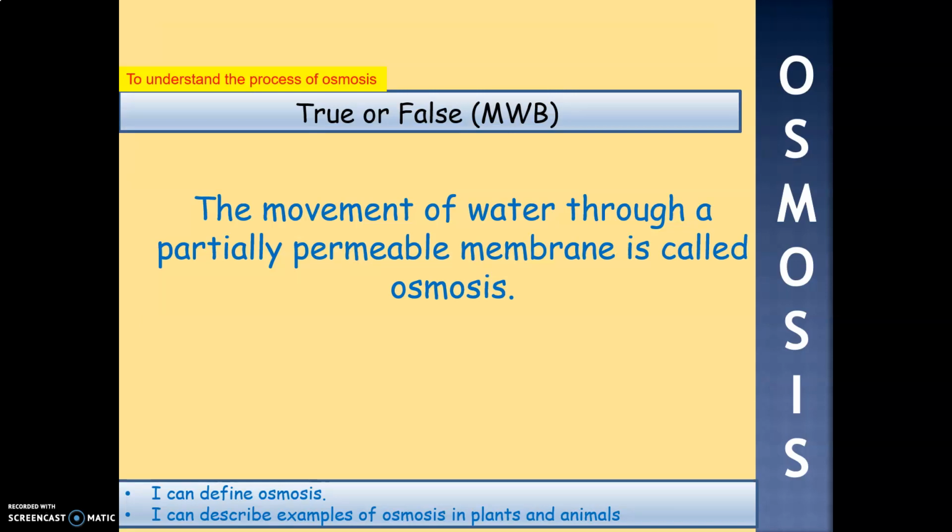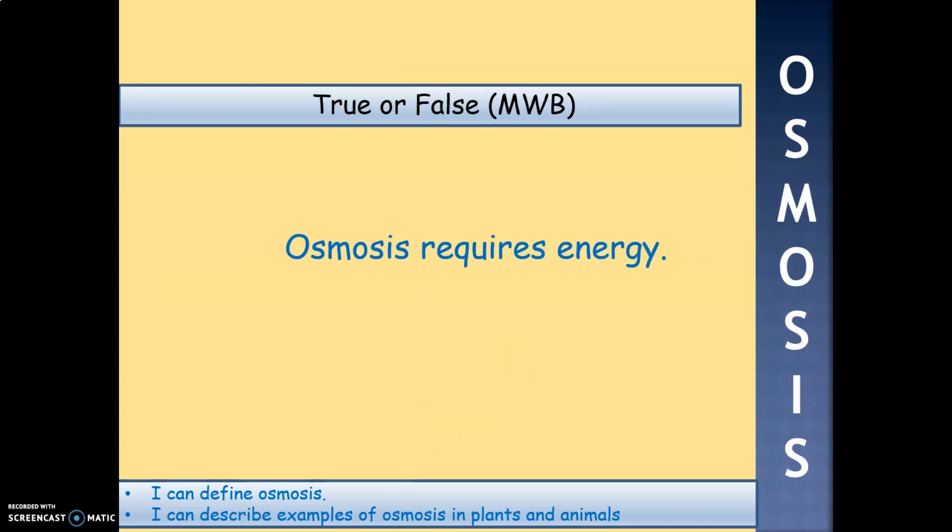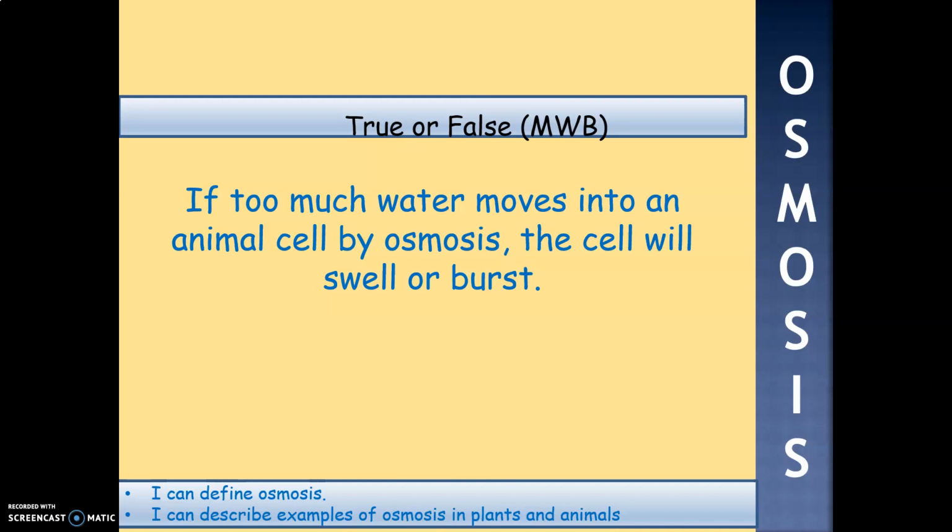So can we go through these questions? True or false? The first one, the movement of water through a partially permeable membrane is called osmosis. True or false? Amazing. That's true. Excellent. Next question. Plants absorb water by osmosis through their leaves. True or false? False. Excellent. Amazing. Next question. Osmosis requires energy. Not really. False, because osmosis is a passive process. Excellent. If too much water moves into an animal cell by osmosis, the cell will swell and burst. Yes, excellent. Wow, amazing.